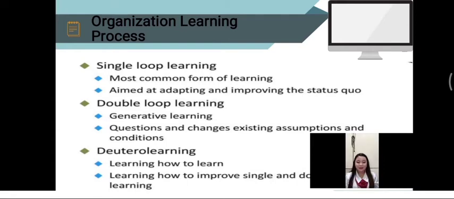The last one is tutorial learning. It involves learning how to learn. It is directed to the learning process itself, and it seeks to improve how organizations perform on the double loop and single loop learning.